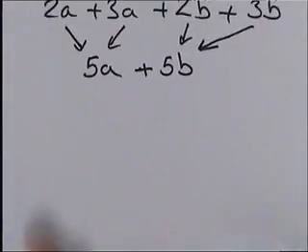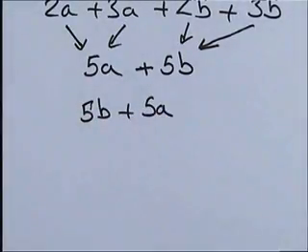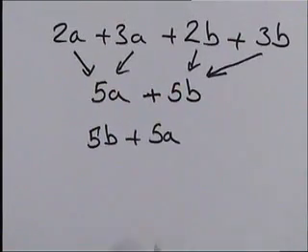We could have also written the answer as 5b plus 5a. So if you ever get questions and you think they're wrong because they're the wrong way round, then just think about it and think about whether it's adding or multiplying. It doesn't matter which order you do the adding or multiplying, but it does matter which order you do the subtraction and division. Okay, so these two are also the same.